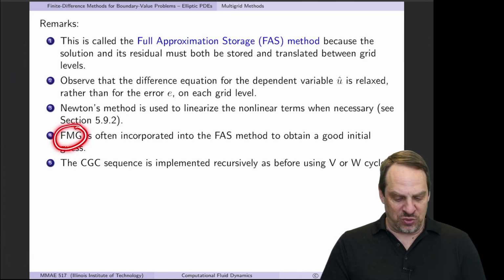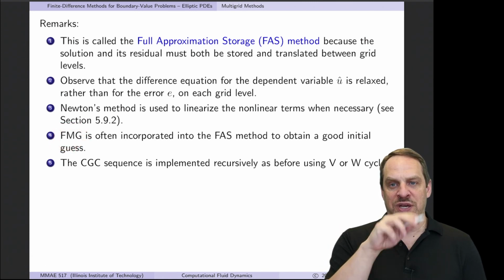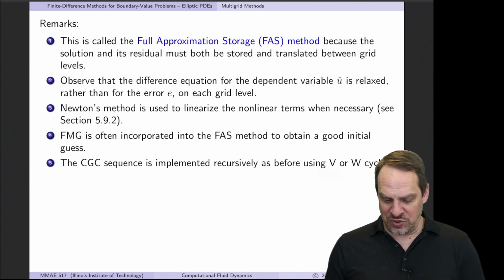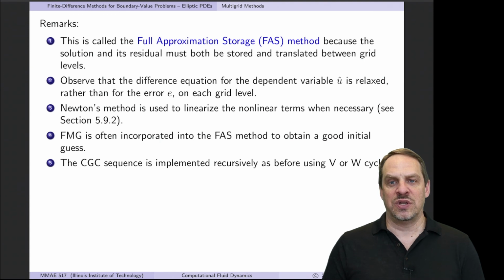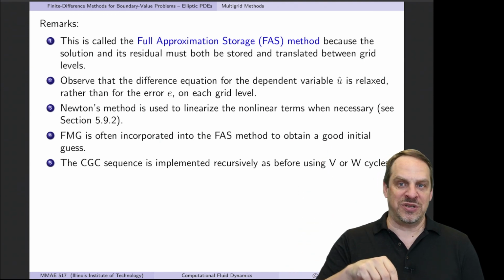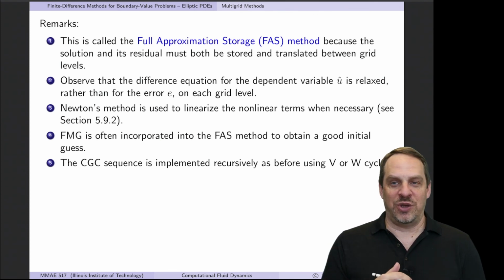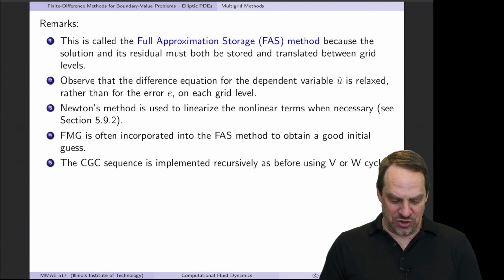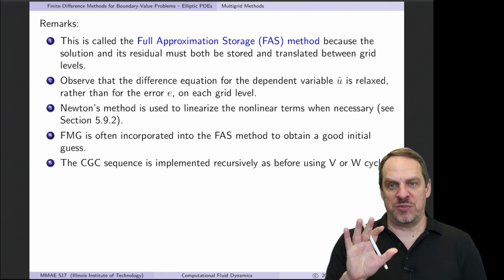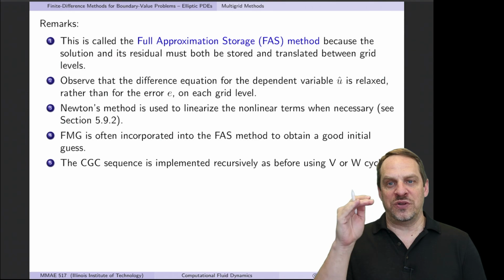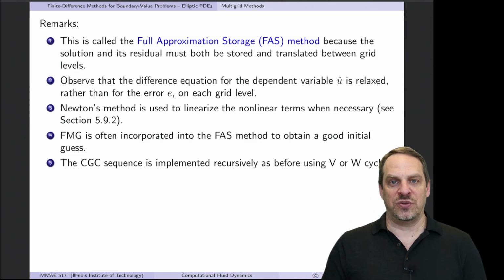We can also use the full multigrid method in order to get a good initial guess before we start our V cycles. And we can do V cycles, as we've discussed, or what are known as W cycles. So how many times you go down, how many times you come back up before you go down. You can devise a number of different combinations of those and get V cycles, W cycles, and whichever one is the fastest is the one that you use. But in any case, the coarse grid correction sequence is the same as before, that we use recursively to get these V or W cycles. The only difference is that second and third step in the coarse grid correction scheme.